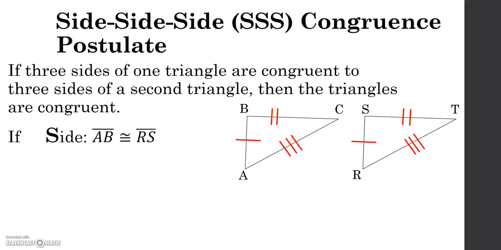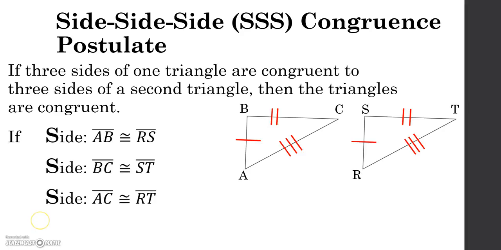So what we want to do is take a look. If the first side, in this case AB, is congruent to RS, and the second side, in this case BC and ST, are congruent, and the third side, AC and RT, are congruent, then we can say that triangle ABC is congruent to triangle RST. Now you have to make sure you're maintaining the correct congruence statement that we have here. We want to make sure that AB and RS are in the same spot, and you can see that they are. Same thing with BC and ST and AC and RT. Okay, so that's the side-side-side congruence postulate.